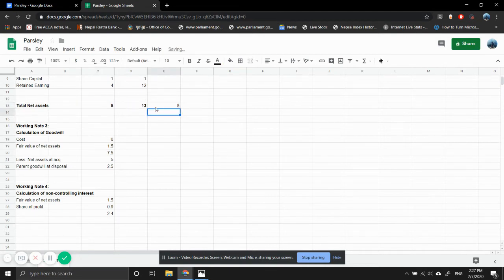This minus this. So what we'll do is let's calculate the other thing that we need, which is working out 5. 5 is about gain or loss on disposal, okay? Gain or loss on disposal.